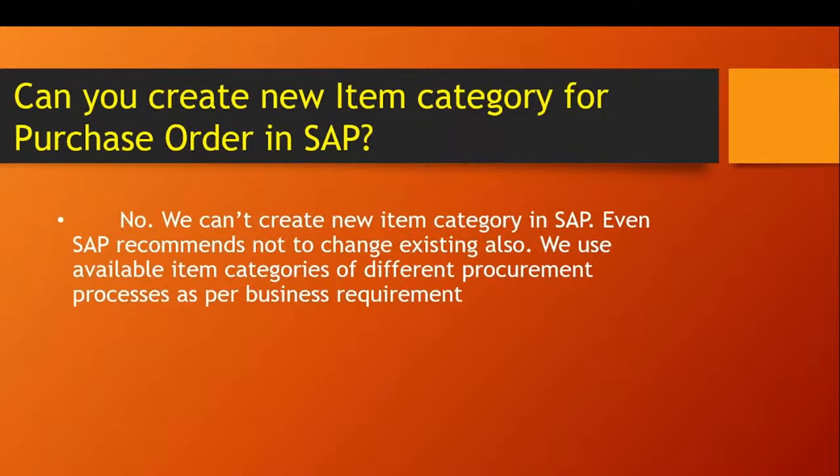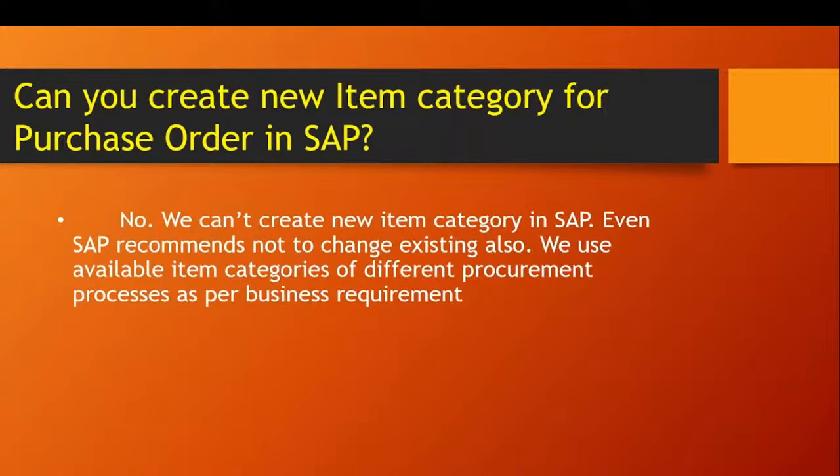You know the item category, right? Item category L for subcontracting, U for stock transport order, D for service. Like that, we have different item categories which are designed by SAP standard, and they are available for us to create different kinds of special procurement. Mostly we use them for those different special procurements. The question is, can you create a new item category or not?